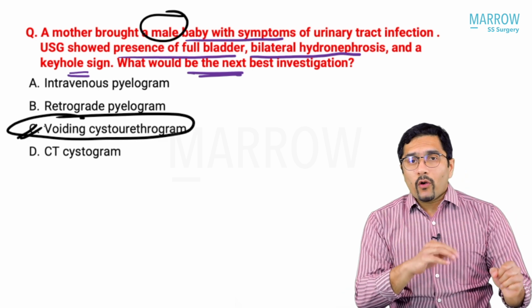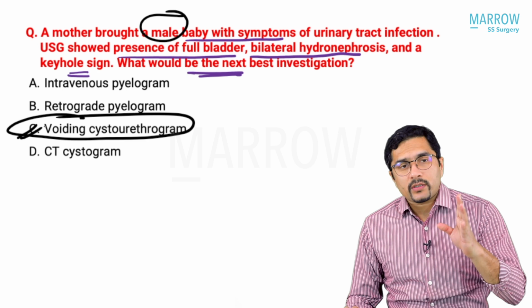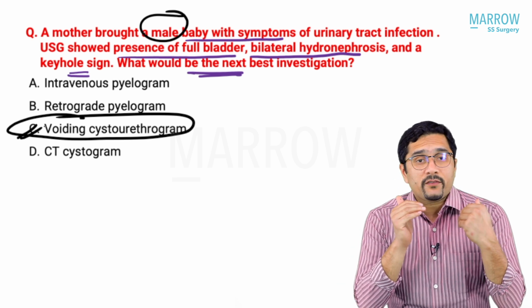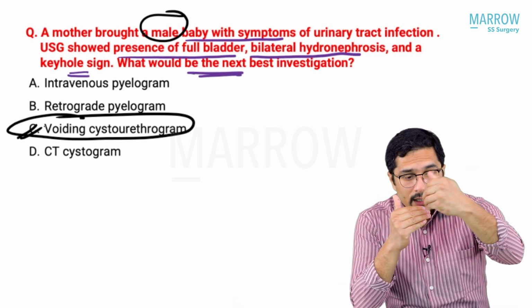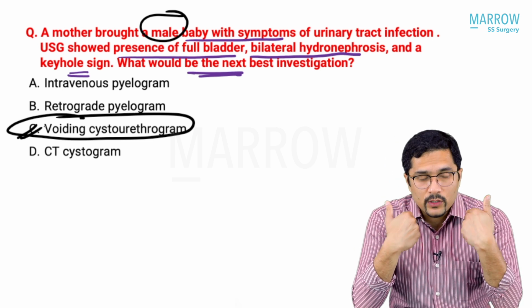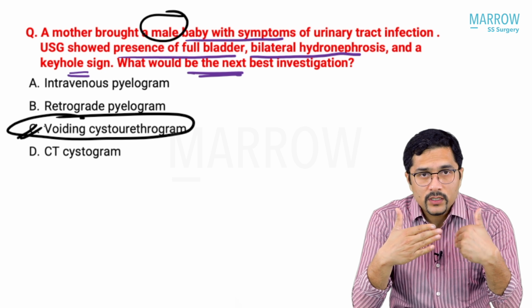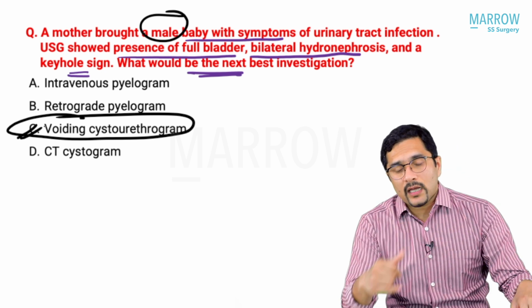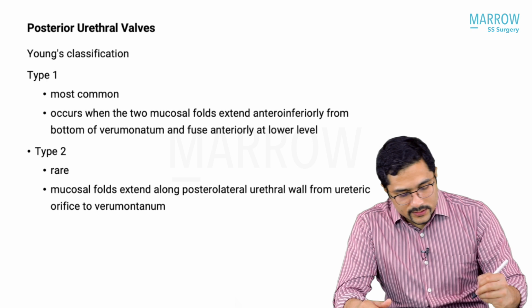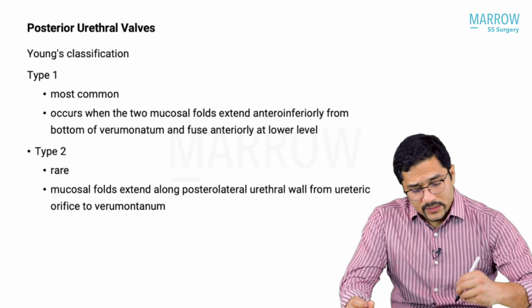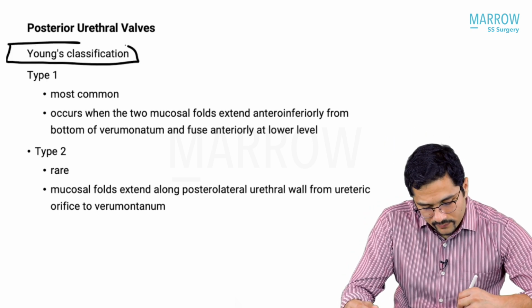And why we do a voiding cystourethrogram and not a retrograde one is because these are one-way valves. So, if you push dye from outside, the valves will open up. Only when the child is passing urine do the valves become shut, and that's how you can pick up this keyhole sign. Now, posterior urethral valves, you have a Young's classification.